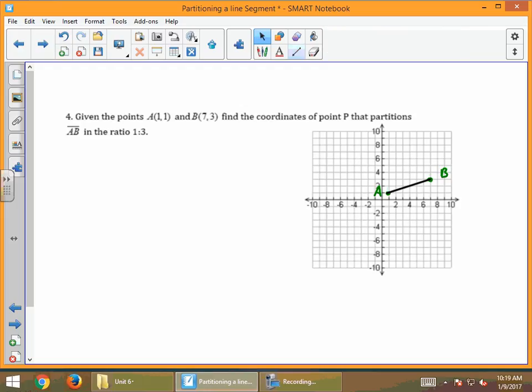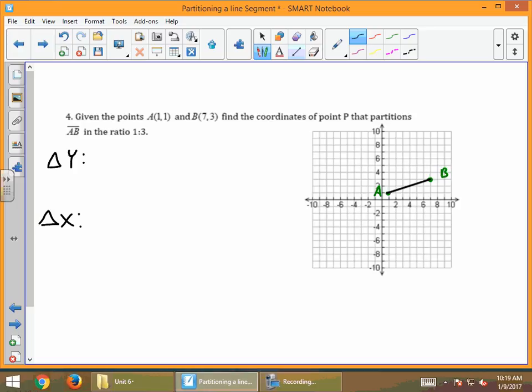Before we do any work, how many sections are we going to divide this up into? 4. You look at the ratio, you add those numbers together, that tells you how many pieces it's going to chop up into. Look at this line, these are going to be pretty small pieces, because I'm dividing this into 4 different pieces. But let's do the same process. Let's find our change in y, and let's find our change in x. Delta.